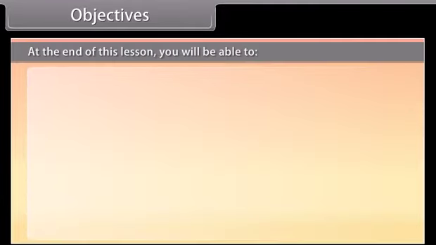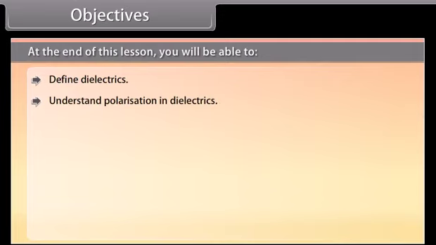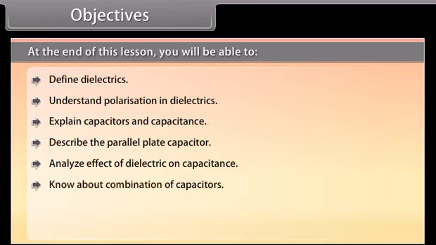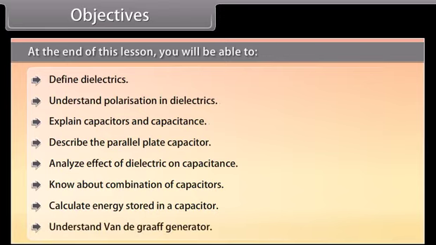Objectives. At the end of this lesson, you will be able to define dielectrics, understand polarization in dielectrics, explain capacitors and capacitance, describe the parallel plate capacitor, analyze effect of dielectric on capacitance, know about combination of capacitors, calculate energy stored in a capacitor, and understand Van de Graaff generator.